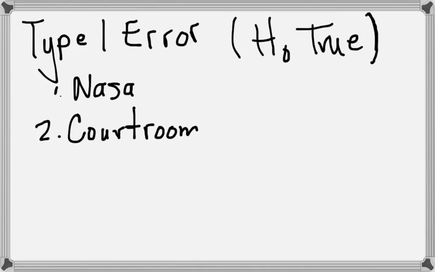So, first thing Jack says, that means type 2 errors are always more egregious. No, they're not always worse. Every situation depends on what's going on.